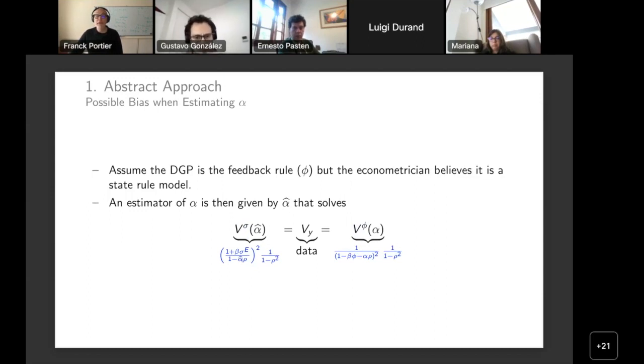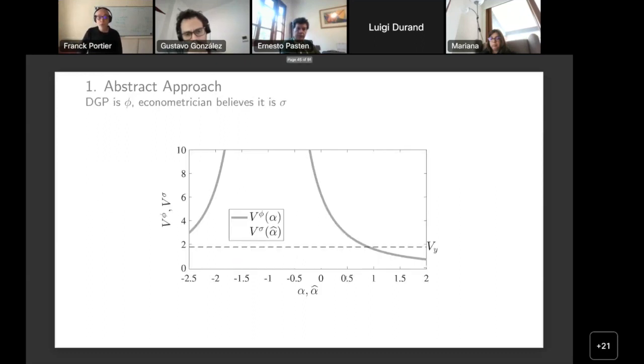So we'll find that alpha hat is a function of all those parameters, including alpha. If I find that alpha hat equals alpha by solving this, it's unbiased. If I find that alpha hat is not equal to alpha, then I have a bias. So what I will do is draw this function here, and show you what estimation is doing.